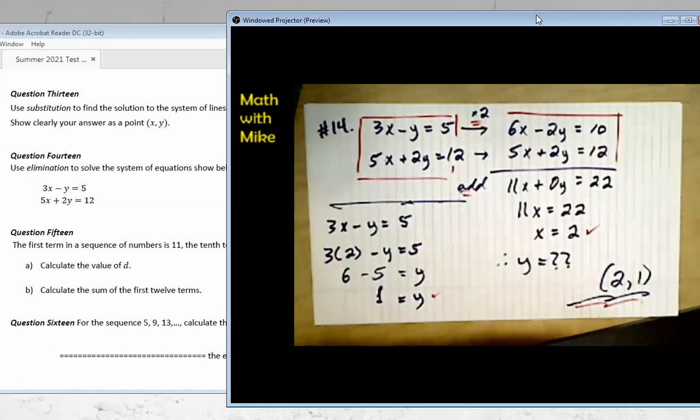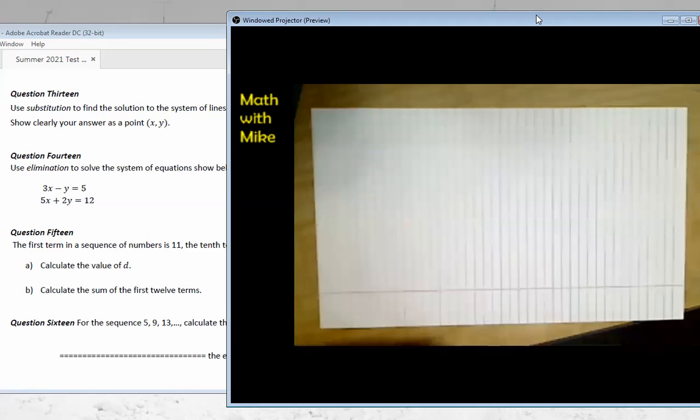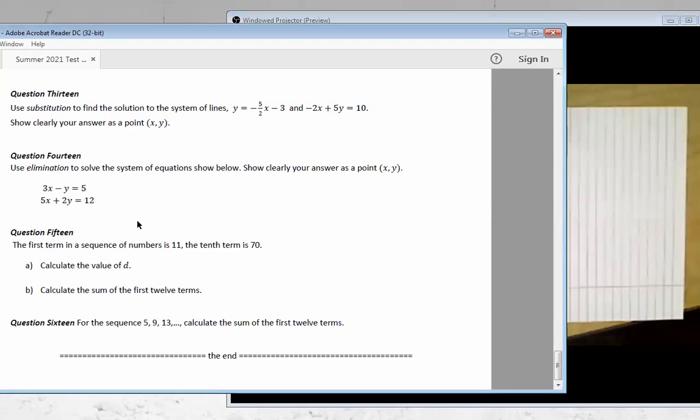Well, let's do 15 first. Yeah. 15. Oh, yeah, 15. Weird numbers. So again, the question's a bit long. I'm just going to transfer it to the page and then work it out.